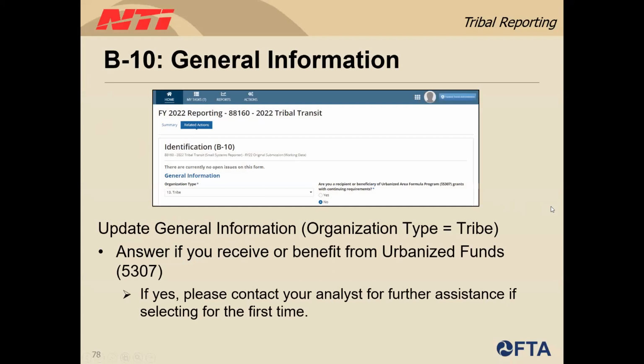The first section in this form is general information. So please ensure that your organization type is selected as option number 13, which is tribe. Please also answer whether your agency receives or benefits from Chapter 5307 Urbanized Area Formula Program funds. The answer to this question will typically be no, but please contact your analyst for further discussion if you think you should select yes for your agency.